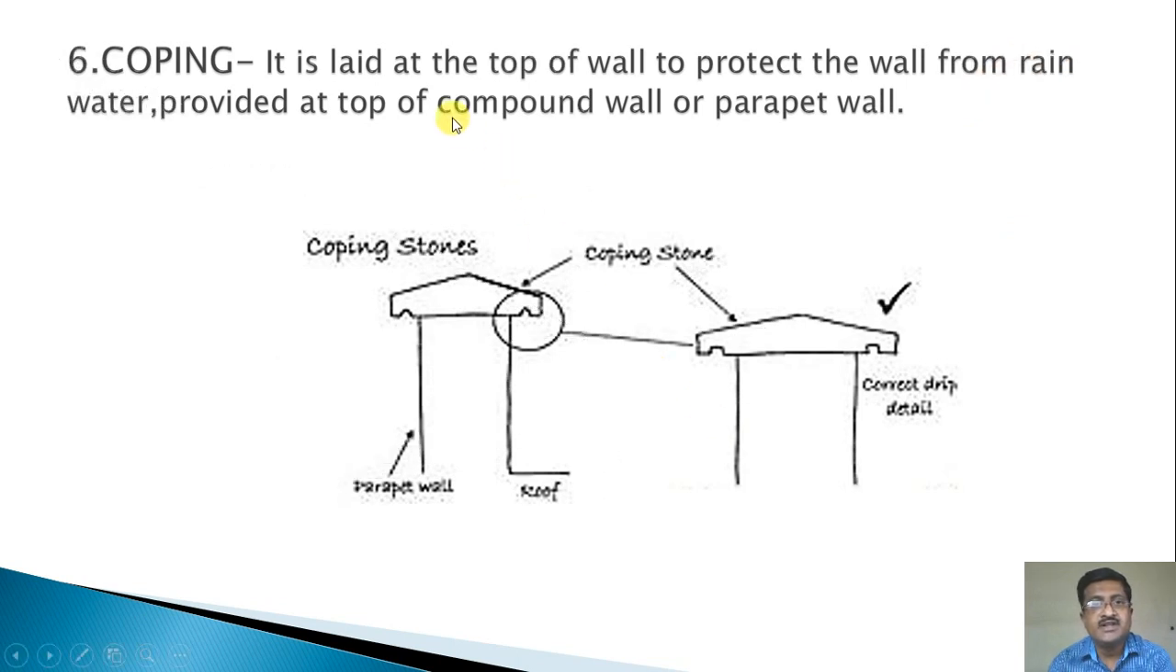Coping: it is laid at the top of the wall to protect the wall from rainwater, provided at the top of a compound wall or parapet wall. So this is a construction of stone as well, or sometimes it is RCC nowadays. So a throating is provided here. The water which is falling on this coping flows off because of the slope, and it is cut off here only, so that it will not come onto the surface of the wall.